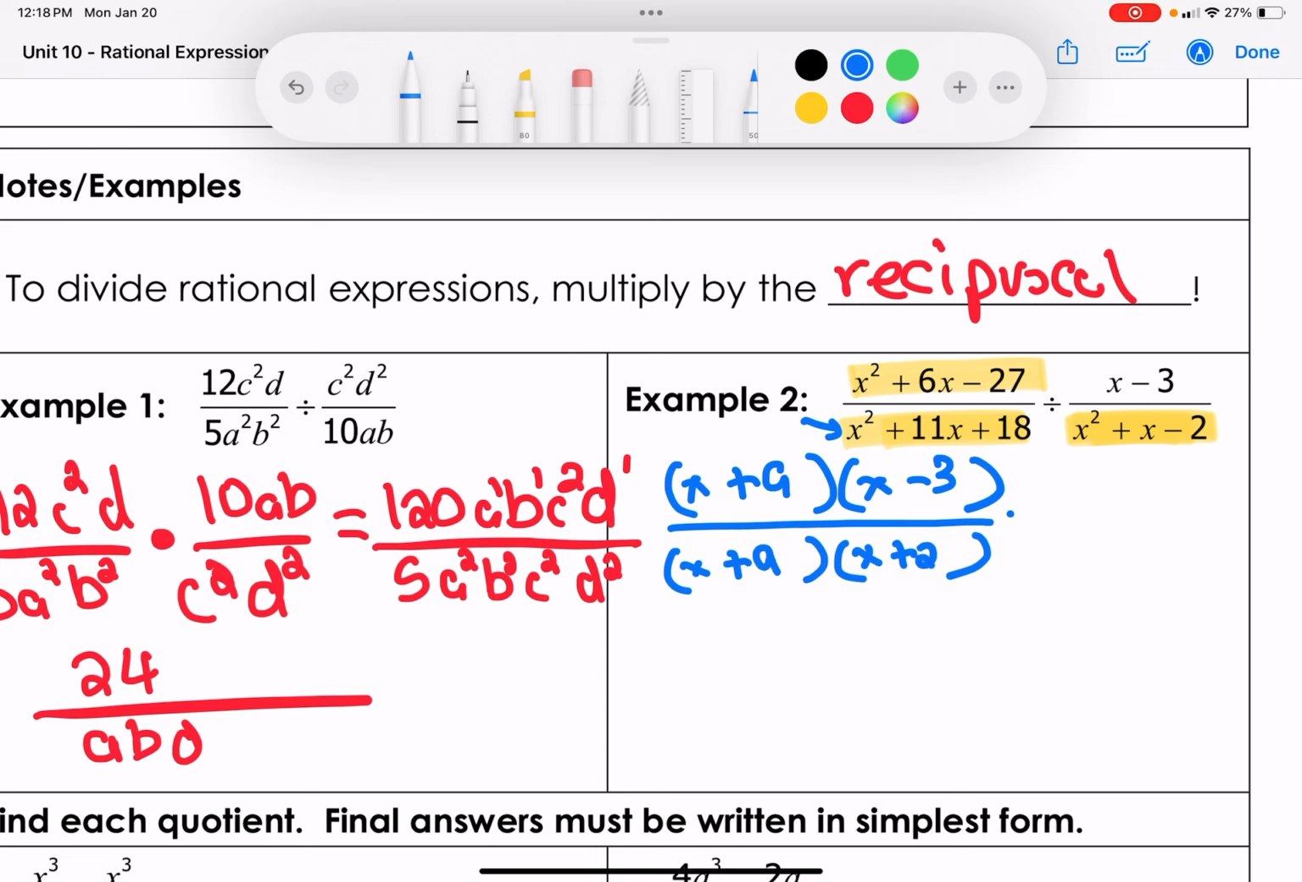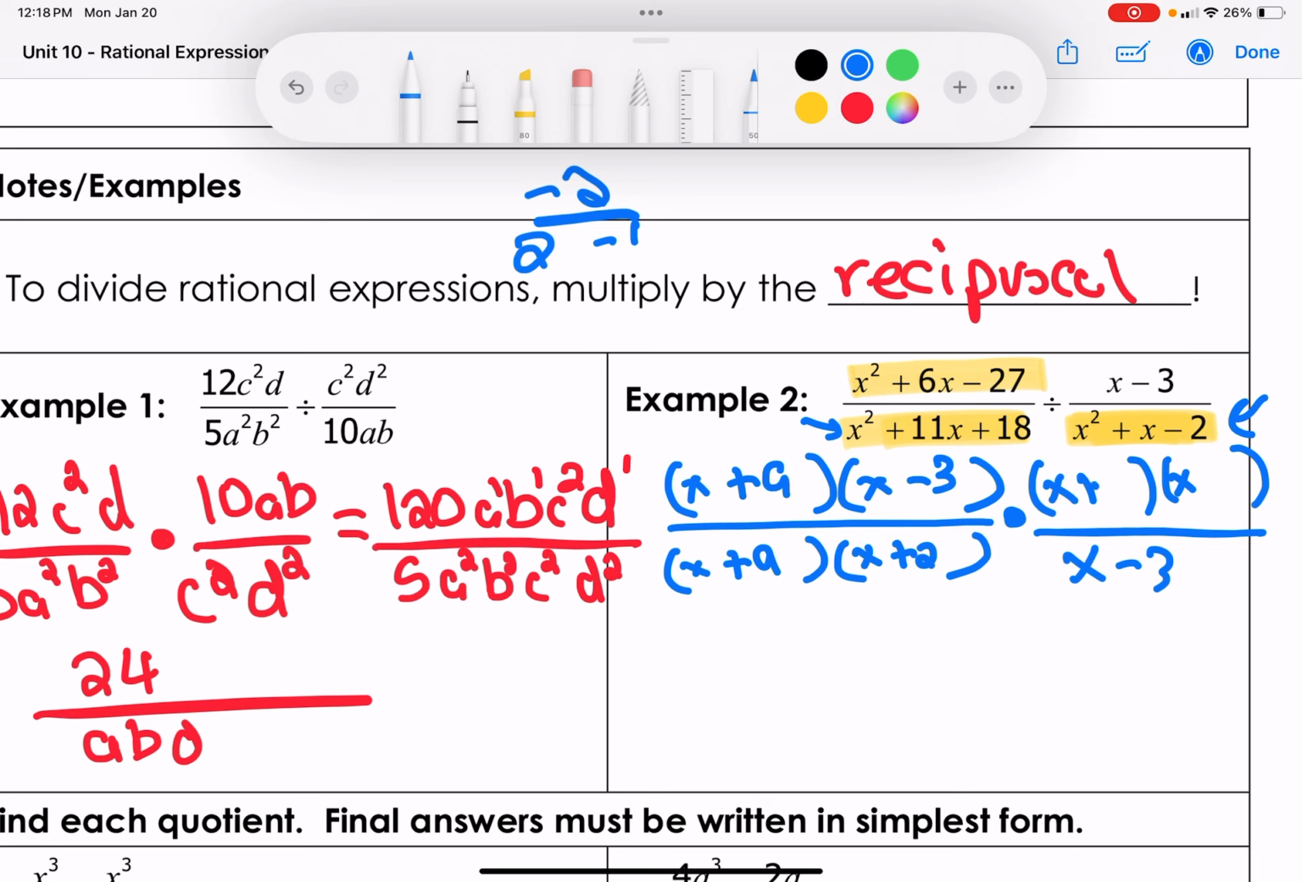All right, so now I'm multiplying times the reciprocal. So now what I'm going to do is factor out this denominator, but in the numerator. So I'm going to bring this x minus 3 here. And now I'm going to have an x and an x, right? For negative 2, we got to give us a positive 1, so that looks like it's going to be a positive 2 and a negative 1. So x plus 2, x minus 1.